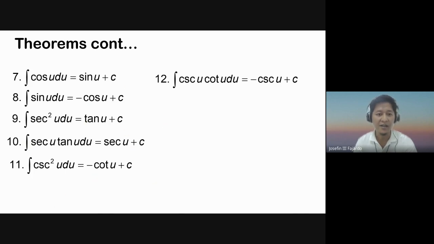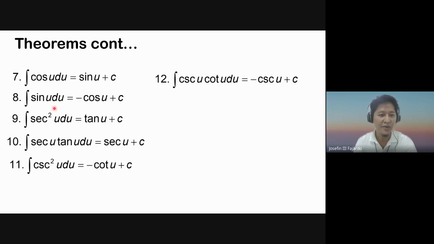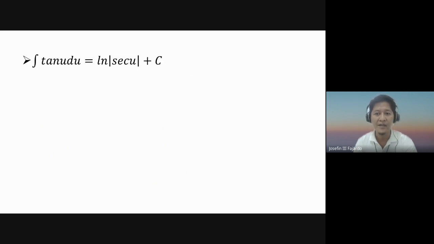Okay, the other integrals of trigonometric functions. Notice dito, meron lang tayo dito cosine u and then sine u. Wala tayong tangent, cotangent, and then secant. But we can actually have that. Medyo komplikado lang yung formula. So the integral of tangent u is ln of the absolute value of secant u plus c. The integral of cotangent u is ln of the absolute value of sine u plus c.